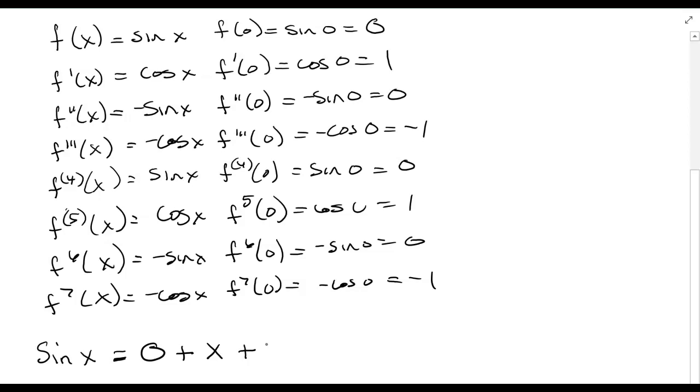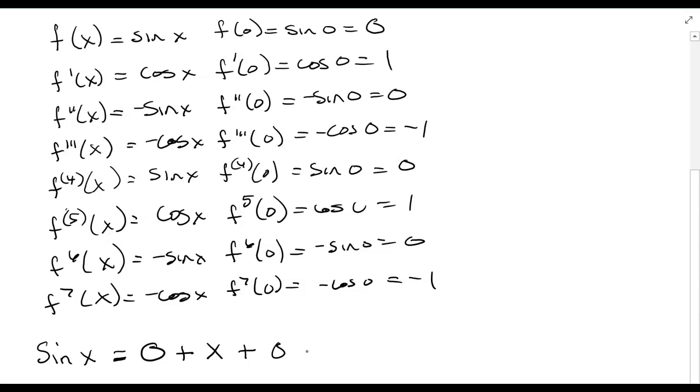Plus f double prime of 0. Well, if you think about it, that's just going to be 0. Well, the whole thing's going to go away to 0. In fact, anything that has the sine in it as its derivative is going to go away to 0.